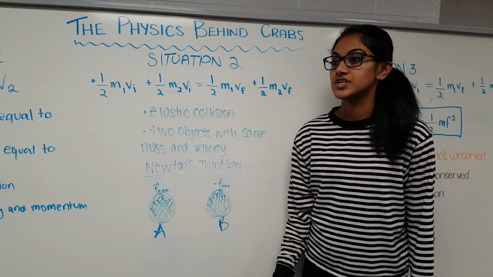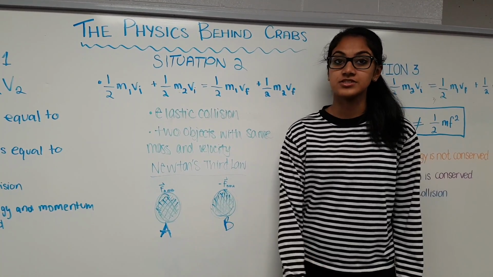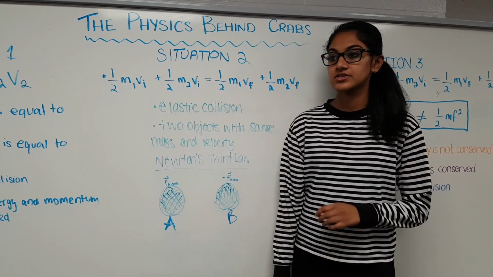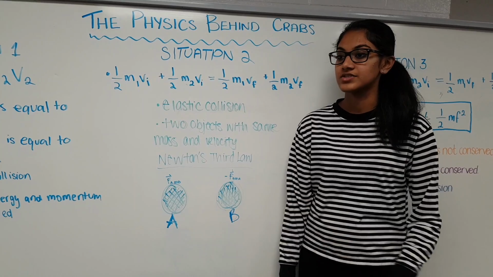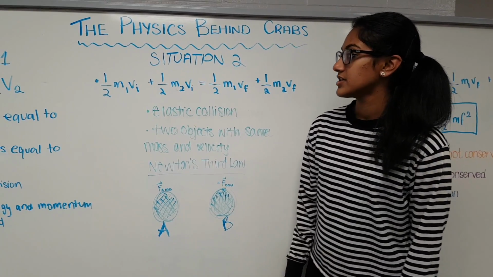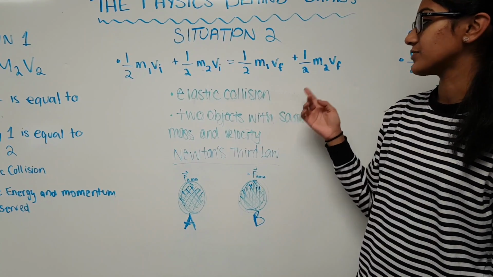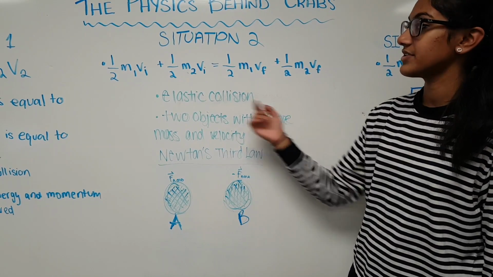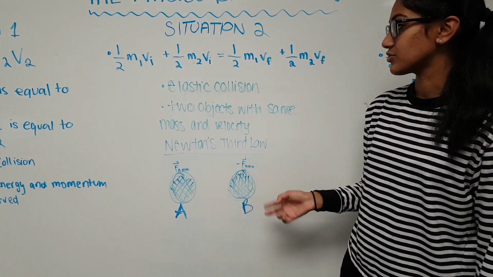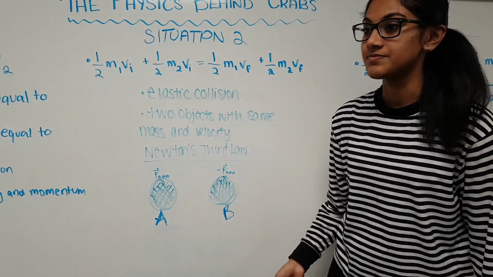In the second situation, 2 balls moving in opposite directions but with the same mass and velocity will collide with each other. This collision is considered an elastic collision, as the total kinetic energy of the 2 colliding objects is the same before and after the collision. To calculate any of the variables, the following equation can be used. It is half m1vi plus half m2vi equals half m1vf plus half m2vf. m1 represents the first pool ball used, and m2 represents the second pool ball used. Vi represents the initial velocity, and Vf represents the final velocity.